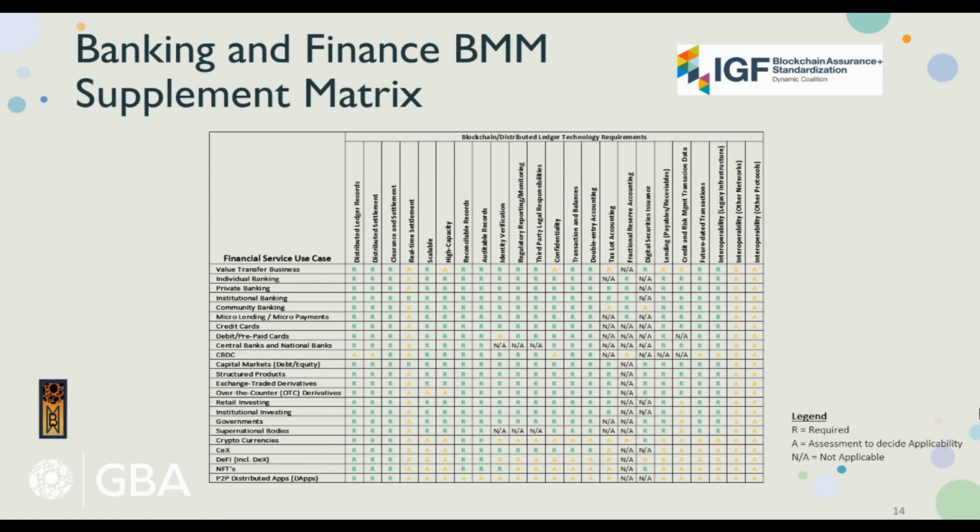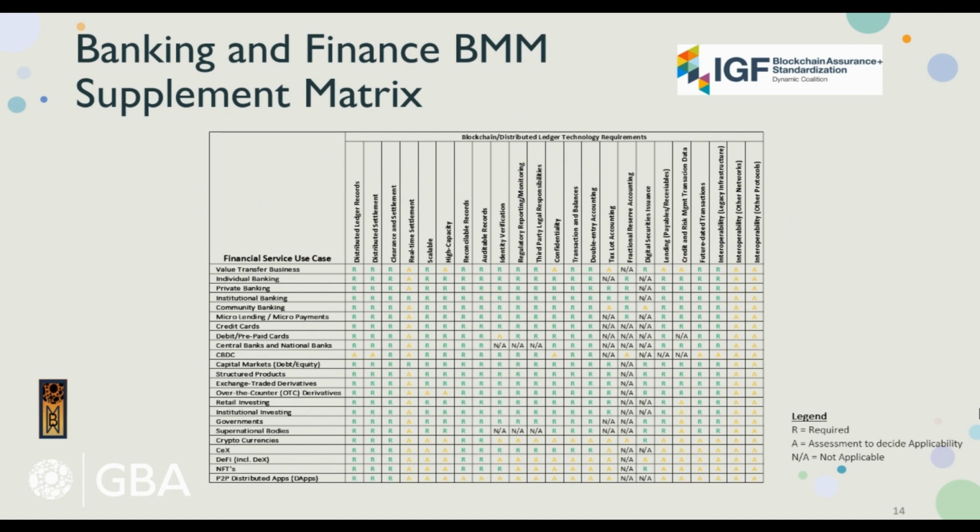And so here we see a matrix. Down the left-hand side are all the use cases I described, and across the top are all the supplemental requirements. And as you can see, we've actually got three classifications. The R means it should be required for the solution to be approved. A means the assessment should consider it in the assessment process. It likely is applicable, but may not be. And then there are others that we think are not applicable in certain use cases.